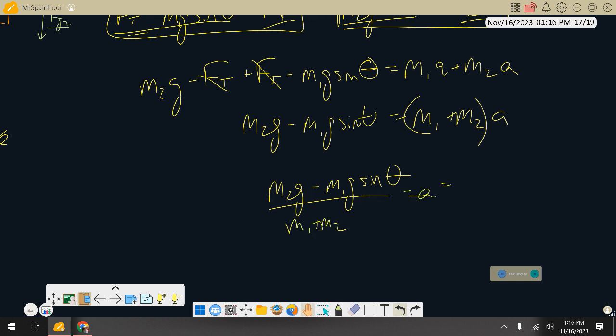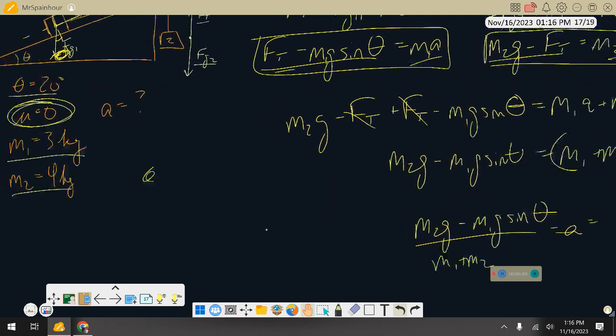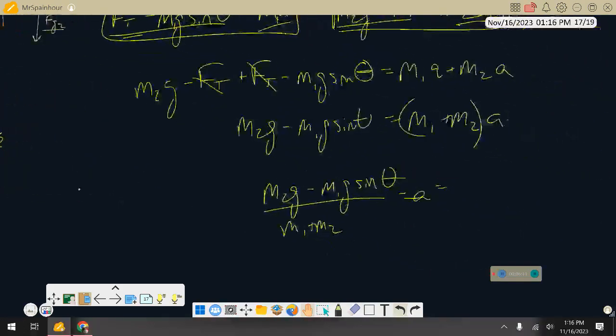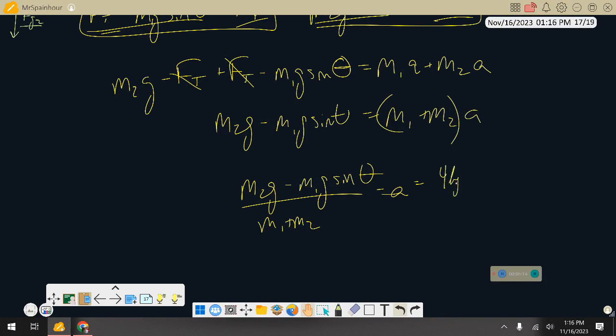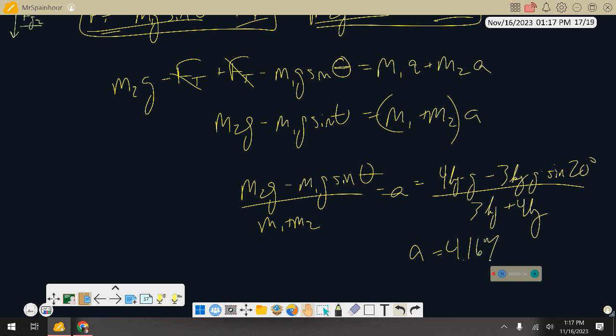Now we should plug our numbers in. m2 was 4 kilograms times g minus 3 kilograms times g times the sine of 20 degrees, all over 3 kilograms plus 4 kilograms. I think I did that in the wrong order. No, that's right. If you plug this into your calculator, you get an acceleration of 4.16 meters per second squared. And that's how you do that.